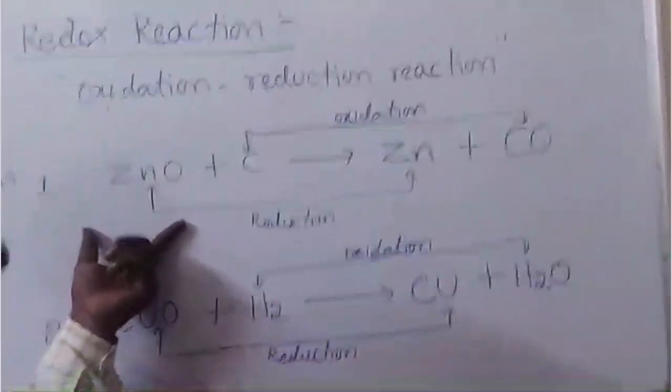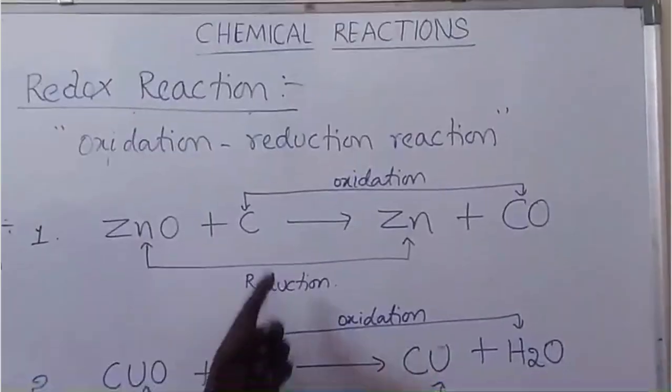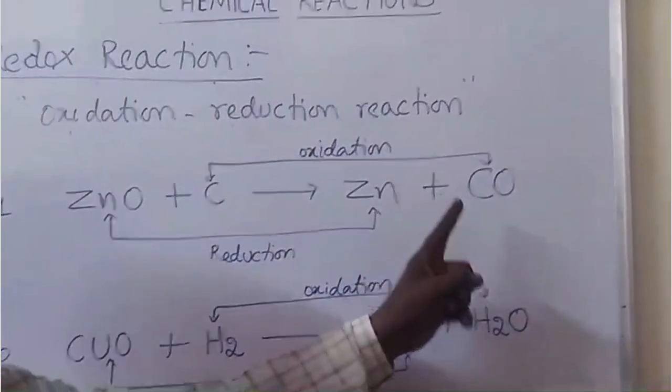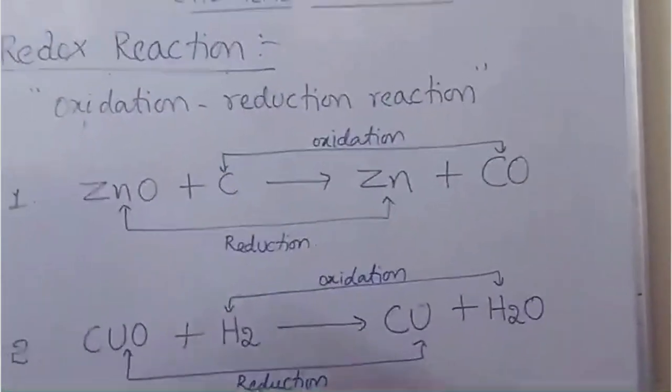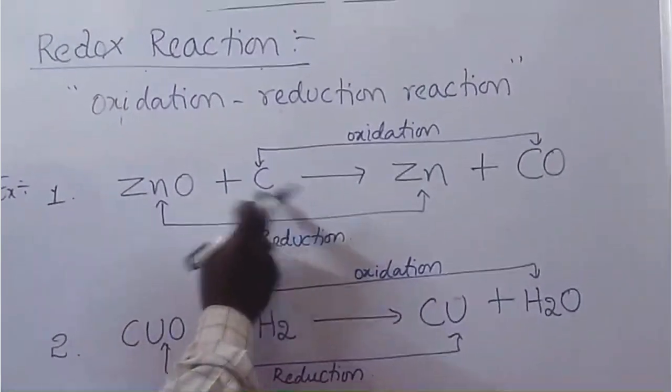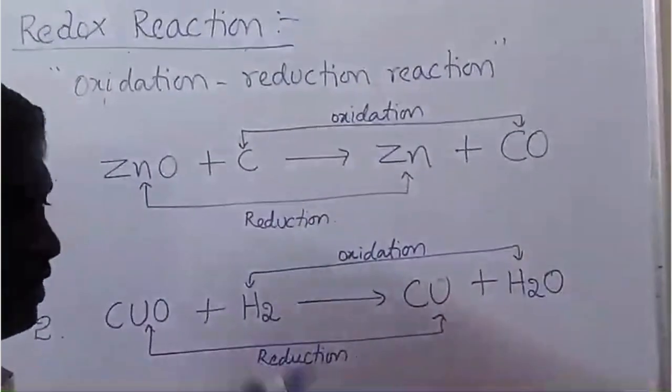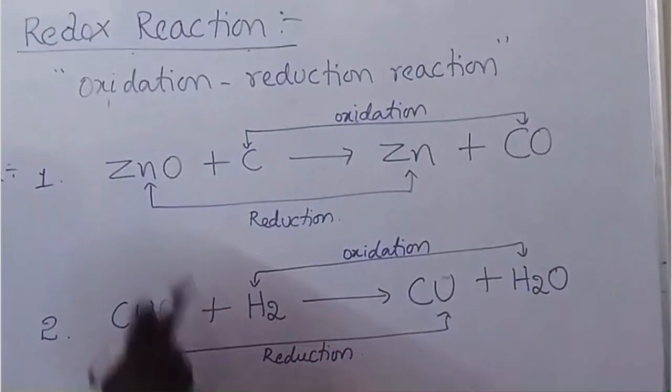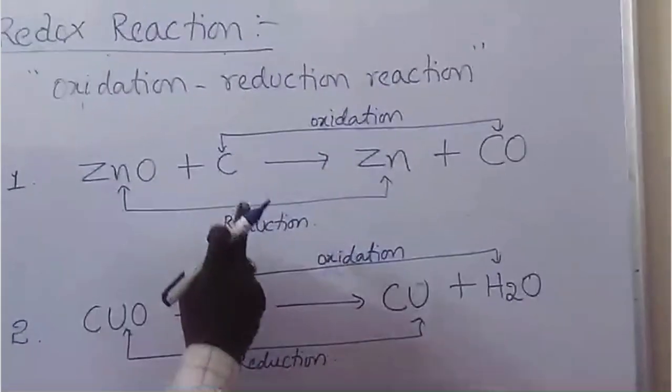Zinc oxide reacts with carbon and forms zinc and carbon monoxide. Here, zinc oxide has oxygen. Then when it reacts with carbon, it turns into zinc. That means it lost the oxygen. Loss of oxygen is called reduction.